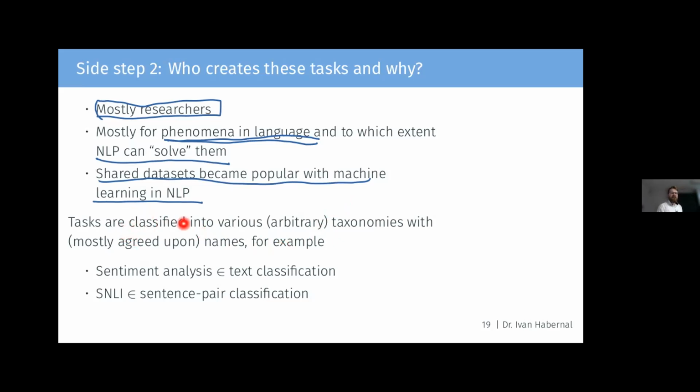These tasks are classified into various arbitrary taxonomies with mostly agreed upon names. For example, sentiment analysis is a task, and it's part of text classification, sentence classification, or document classification. SNLI, the Stanford Natural Language Inference, is a sort of sentence pair classification. But these are arbitrary names, so you can call them differently and it's fine as well. There is no taxonomy of tasks set in stone, but people converge on seeing this as document classification. Okay, any questions on this? Great.